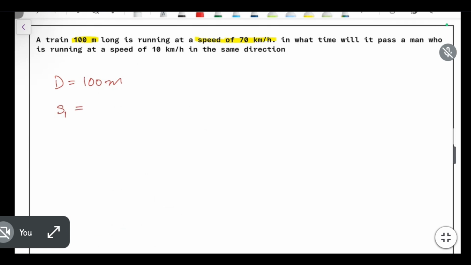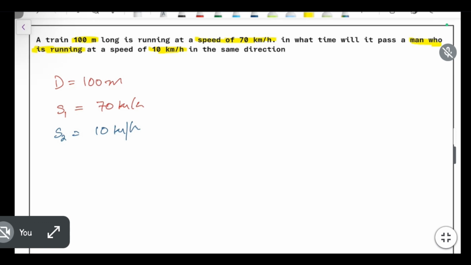Running at a speed of 70 kilometer per hour. In what time will it pass a man who is running at a speed of 10 kilometer per hour in the same direction? So I'll just write the speed 2. Speed 2 is how much? 10 kilometer per hour. So when there are two moving objects, that means the train is running as well as the man is also running.